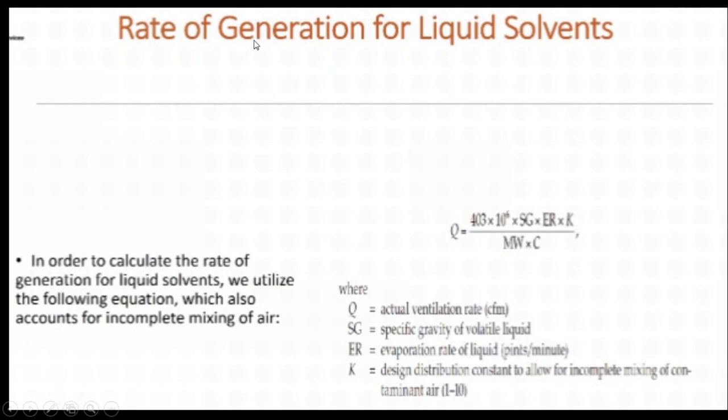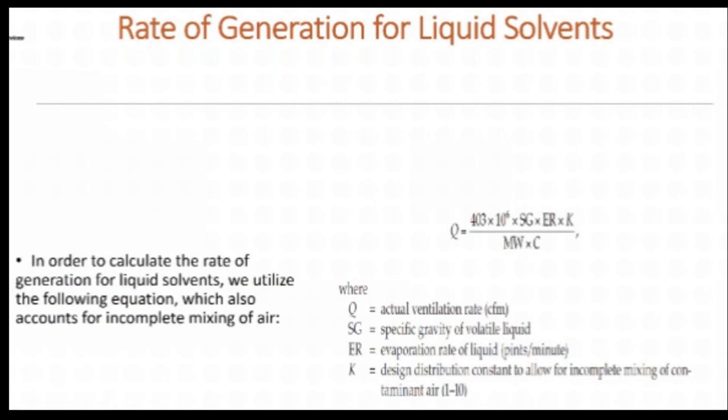Okay. We can make the heading in a different way. Actually, this is the explanation of the formula. Q is actual ventilation rate, cubic foot per minute. Q is the volumetric flow rate, that is cubic foot per minute. And E is evaporation. Simply, if we want to calculate one parameter, we must know the other parameters. In the formula, we can calculate any parameter, but the condition is that we must know the other parameters to calculate this unknown parameter.